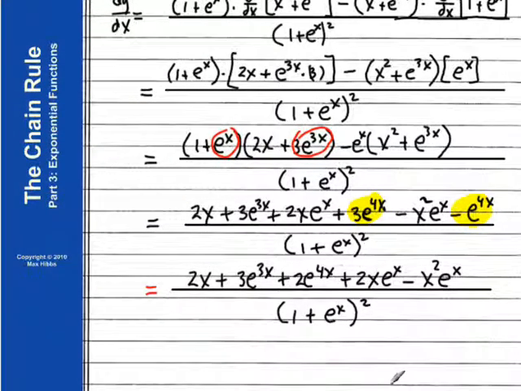And in this case, I see nothing else that I can do to simplify. Although it's a complicated answer, it was a complicated function. So we're finished with this derivative.